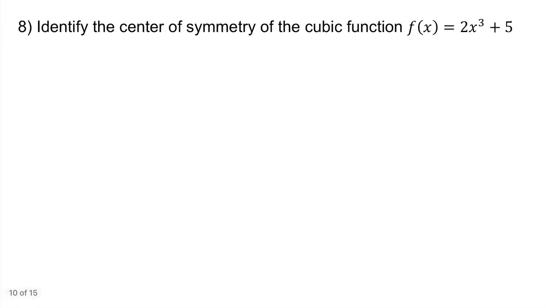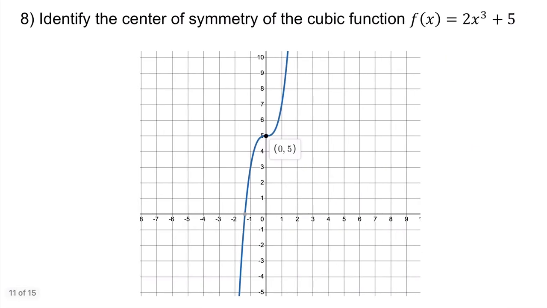Okay, so here it asks us to identify the center of symmetry of the cubic function f of x equals 2x cubed plus 5. So remember, the center of symmetry is kind of like that point, which we can use as like a pivot. And if we turn our graph around that point, it's going to look the same. You can also think of it as the place where this graph is like opening down and then it switches to like opening up. It's the point where that happens. And you can see that's going to happen right here at the y-intercept, which is at 0, 5.